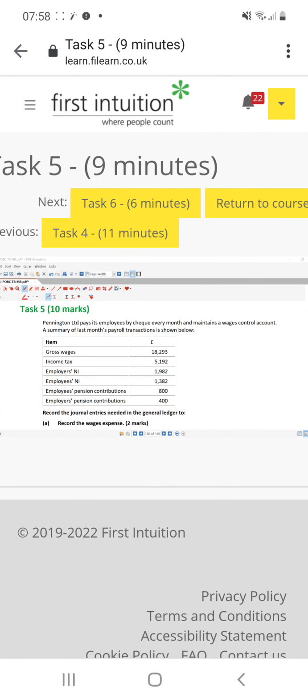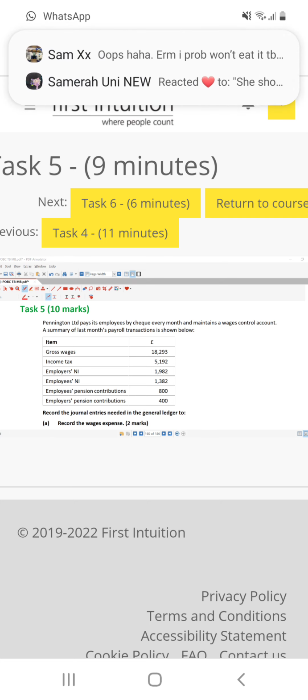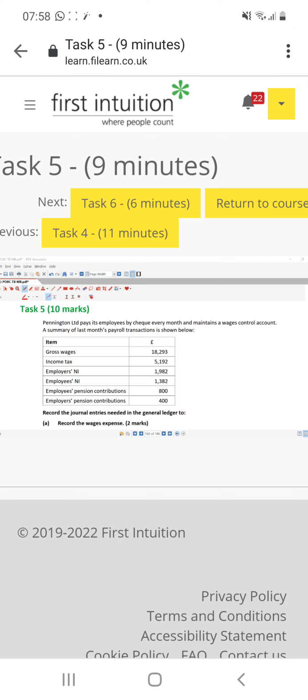Here, they have said that they pay their employees by cheque every month and maintain a wages control account. And a summary of last month's payroll transactions is shown below. So what we have got here is our gross wages, income tax, employers' and employees' NI, and as well as that, employees' and employers' pension contributions.